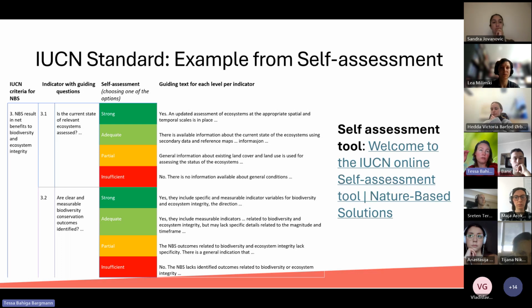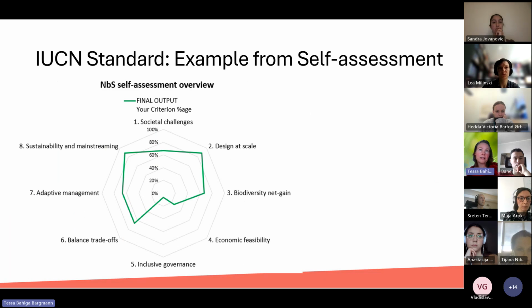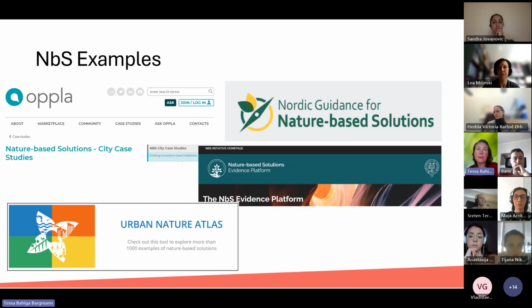And then you can see, do you think that you have a strong adherence to this criterion or not? And then your result ends up being something like this. And of course, you want it to be maximal, but here you can see visually which criterion you need to work on within your project. And this is quite nicely designed. You can also test that out, using the link that I have on the previous slide.